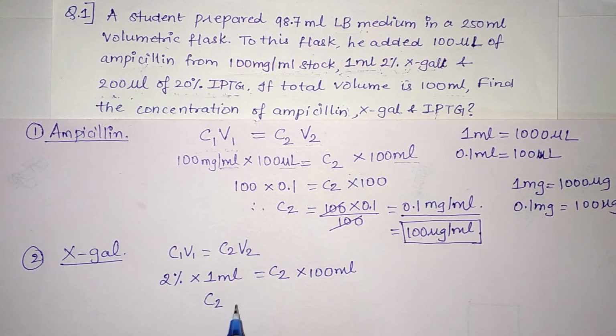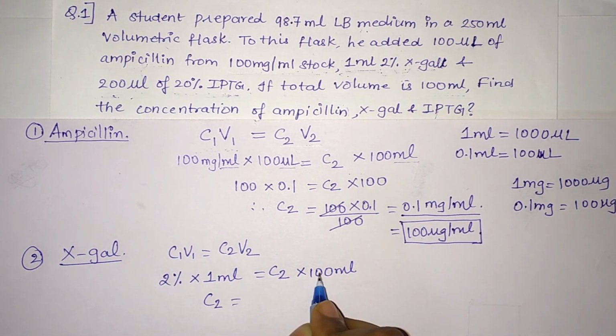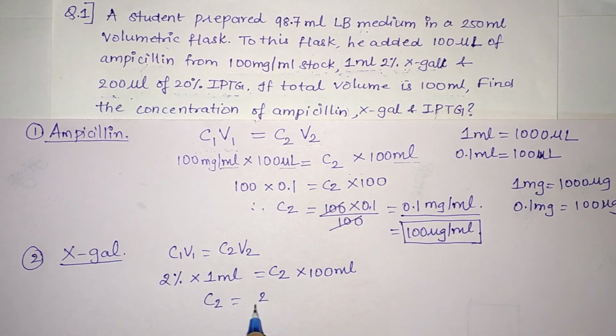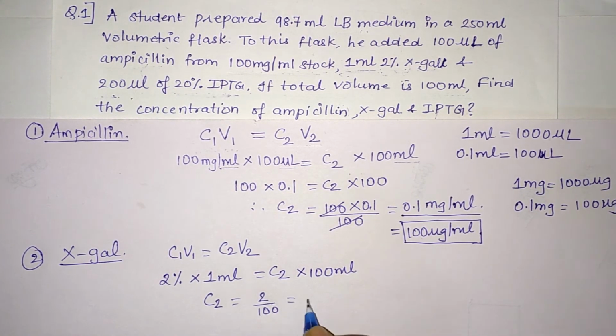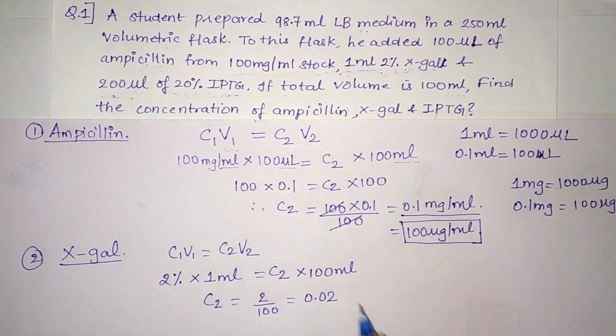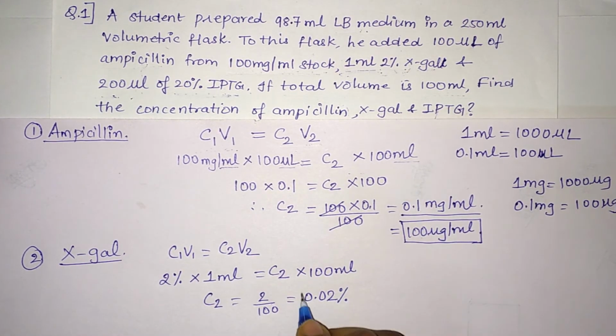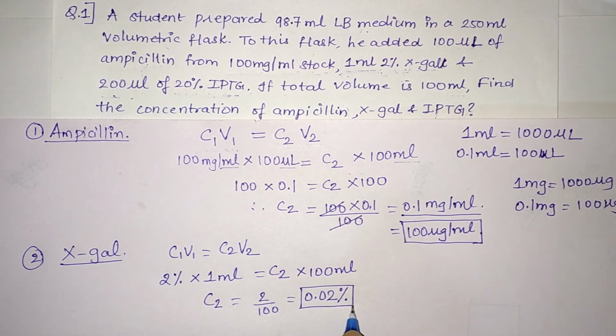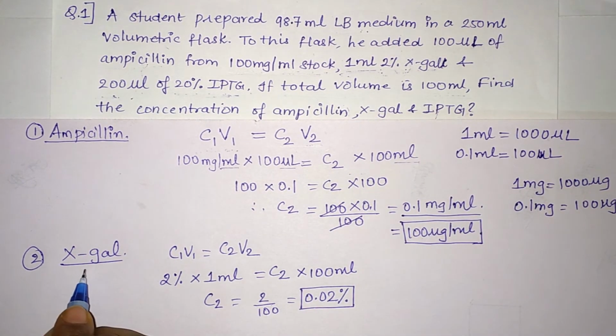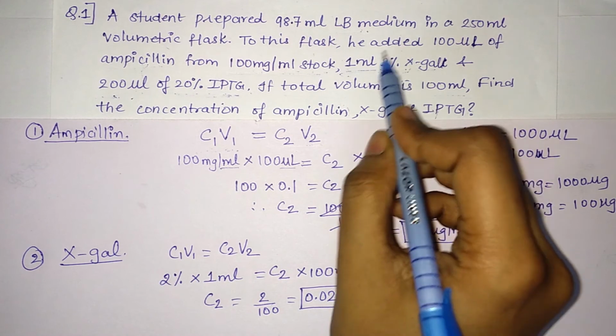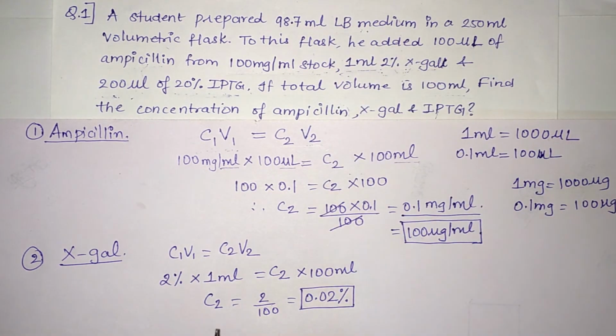Let's find out the value of C2. We take this 100 over there, so 2 divided by 100 will be equal to 0.02. Now what will be the unit? The unit here is percentage, so this will be 0.02%. That will be the concentration of our X-Gal after you add 1 ml from your stock solution to the LB medium.